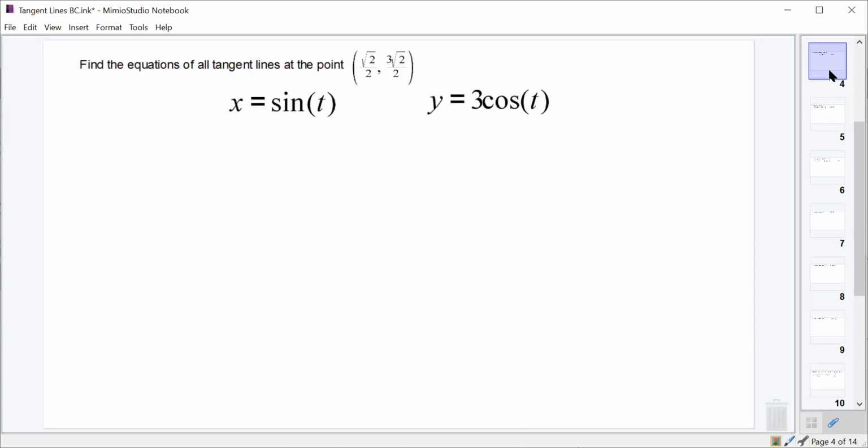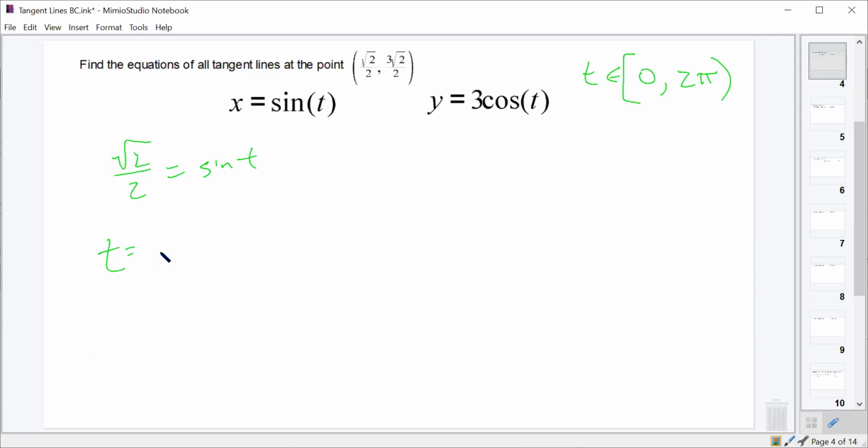So first off, since we're doing trig functions, we'll just say t is on the interval 0 to 2 pi, because otherwise it's just going to repeat after that, right? It looks exactly the same. So when does sine of t equal root 2 over 2?